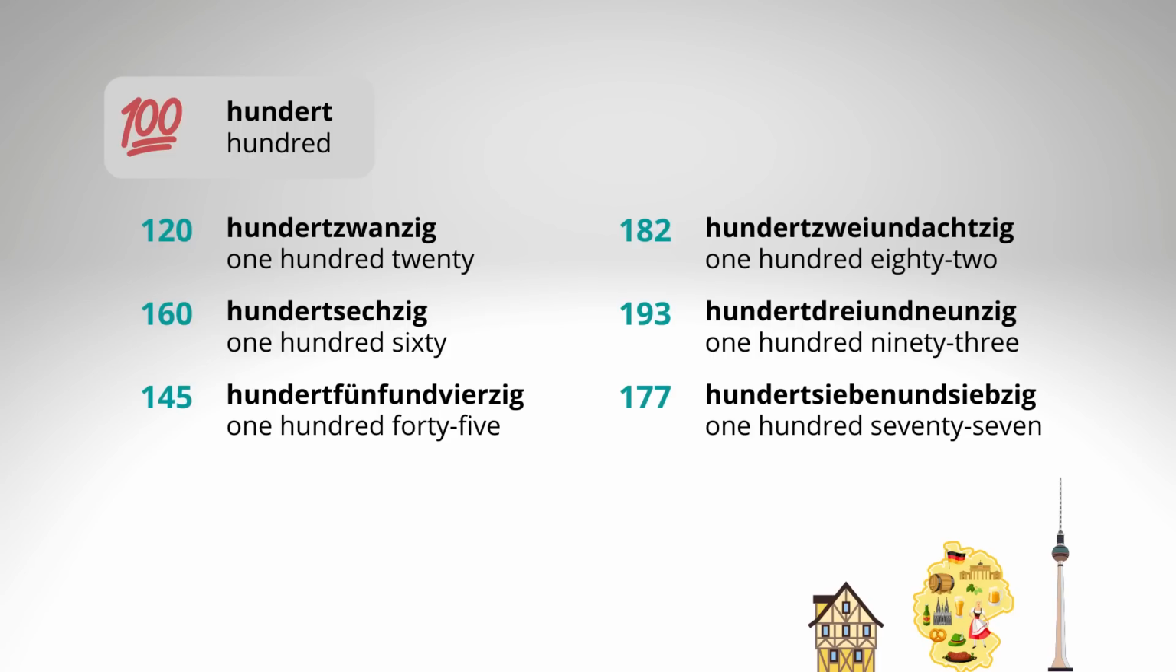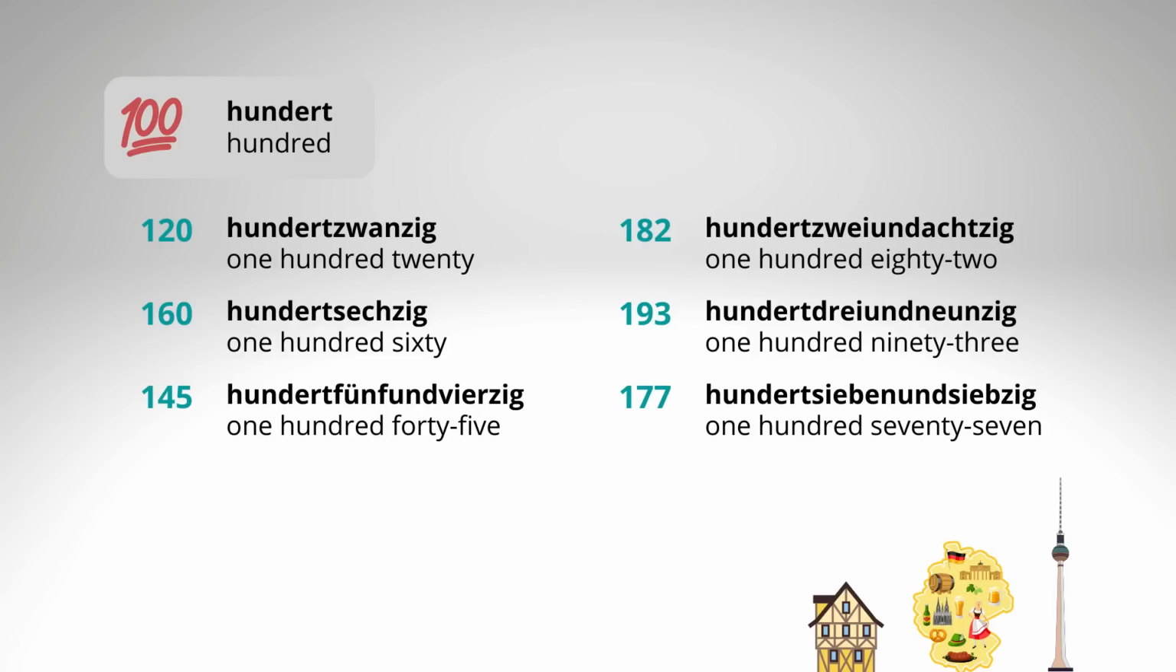Let's do the same thing for 160. If we want to translate this number into German, we again start with 100, and then we translate 60 into German. So we get 160. And if you want to translate the number 145 into German, you do the same thing one more time. You start with 100, and then you translate 45.